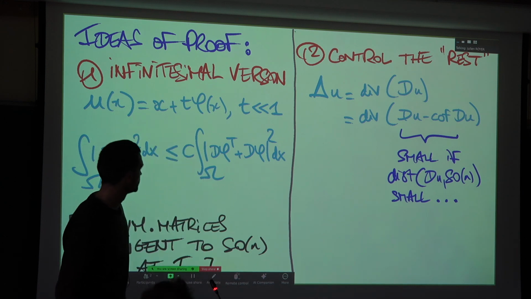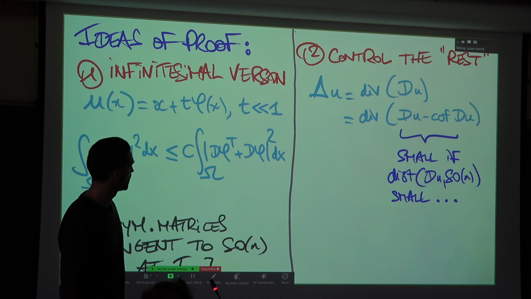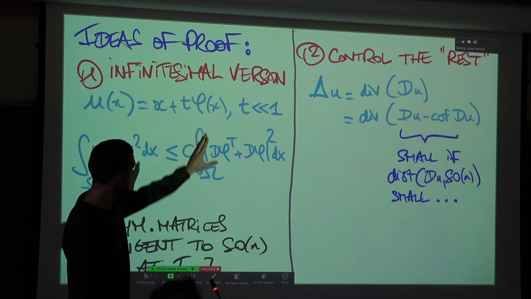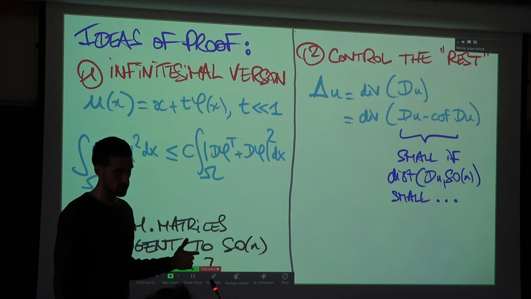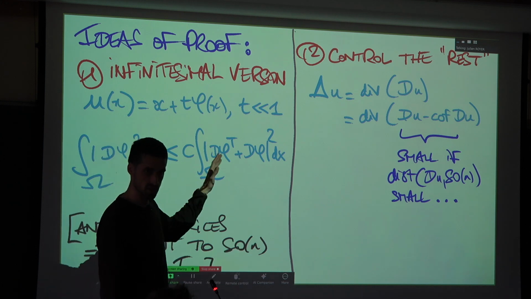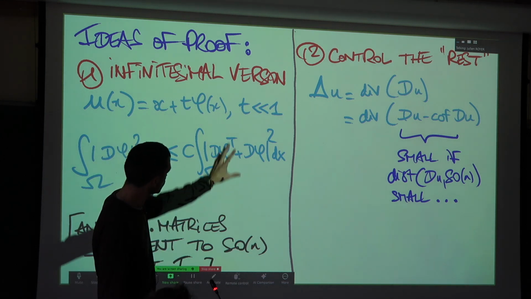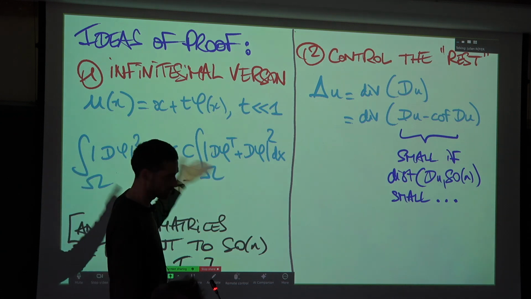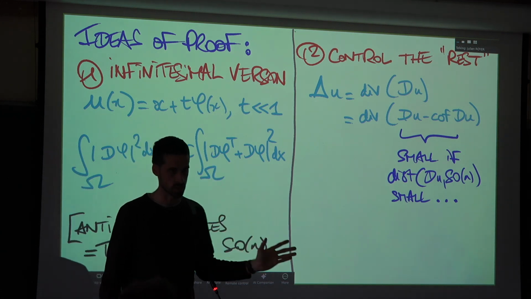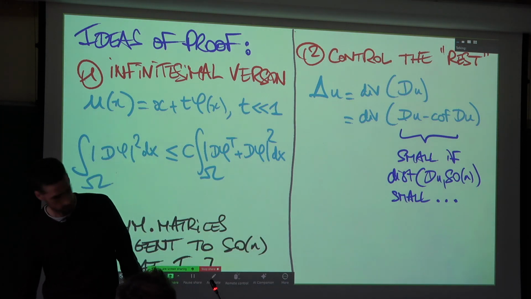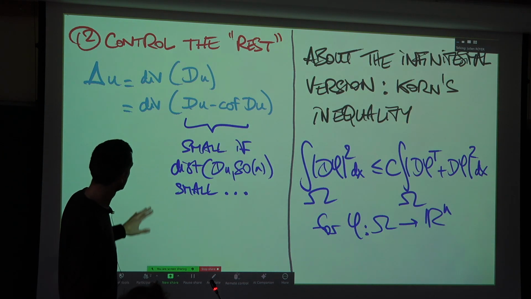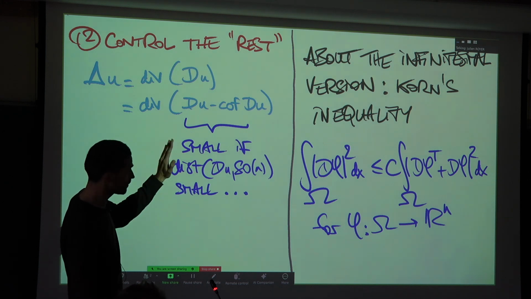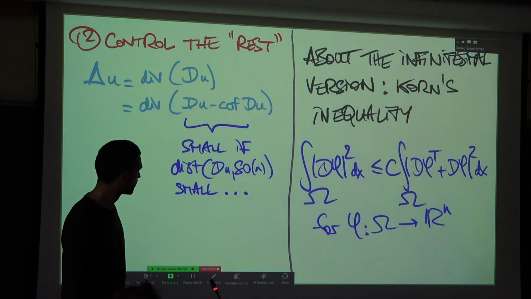Okay, so now what I don't want to spend time on is this second step, the fact that there is a way to control the rest, and this is actually the contribution of these people in 2000 to use that PDE in a smart way in order to control the other terms in the Taylor expansion, basically. But okay. Now let me go back. I want to explain just why the infinitesimal version is true.